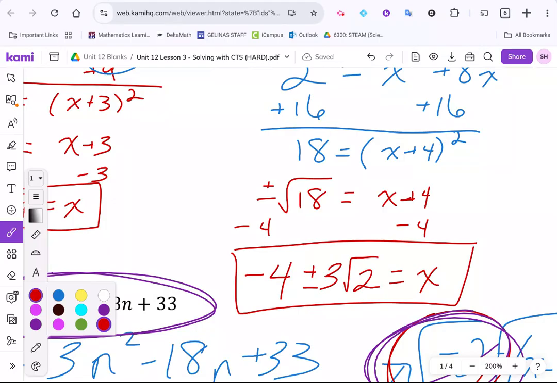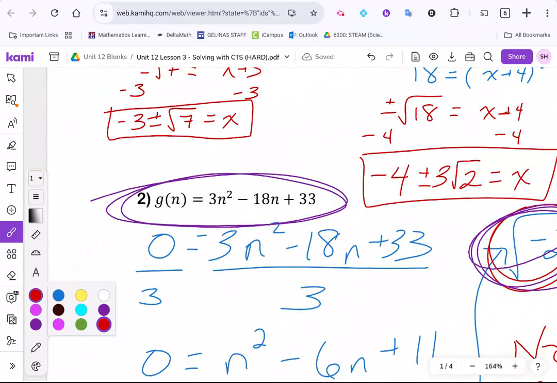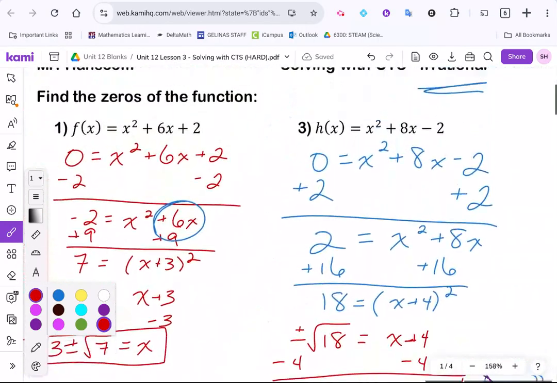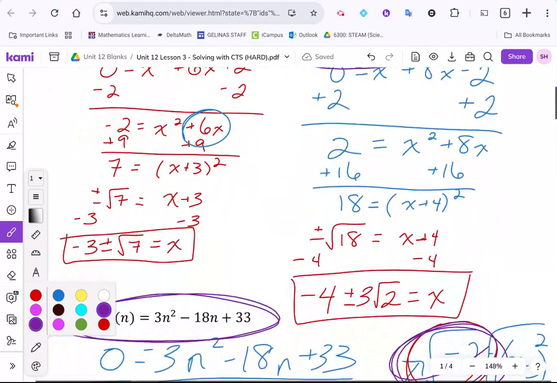Those would be the zeros of this function. You could check this on the calculator just like I suggested you check number 2. You would go to your y equals menu, and you would type in this equation: y equals x squared plus 8x minus 2. If you go ahead and type that in, you will see it does hit the x-axis this time. It's just hitting it at irrational values.